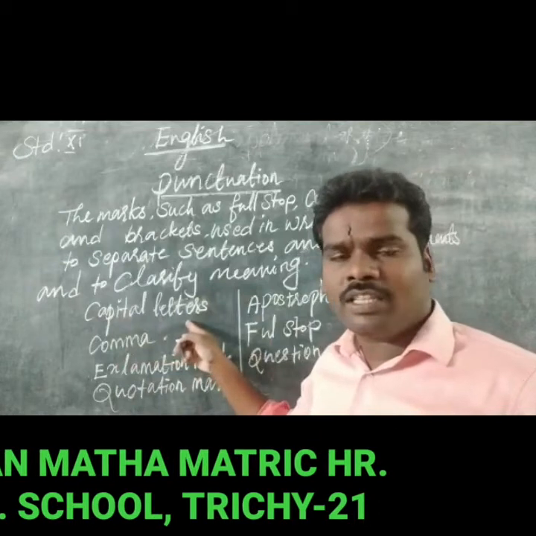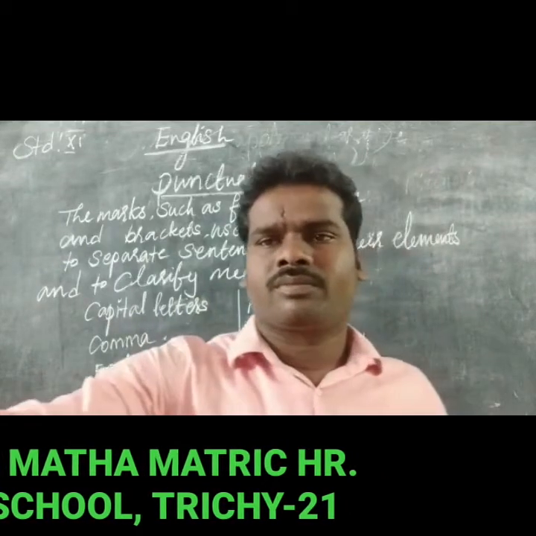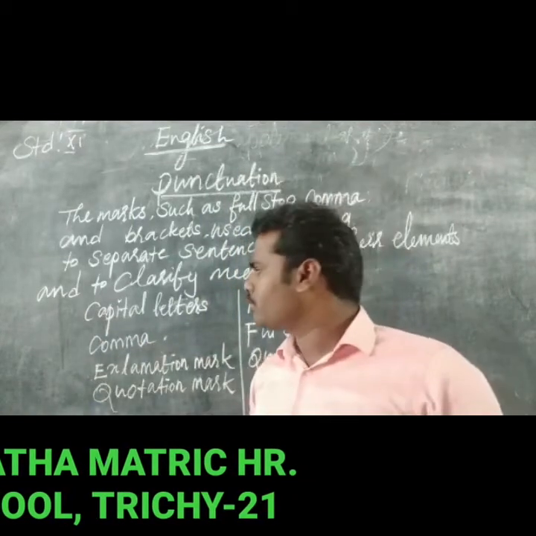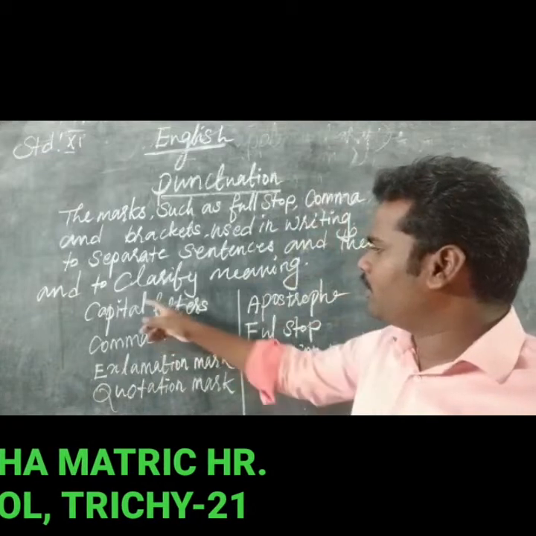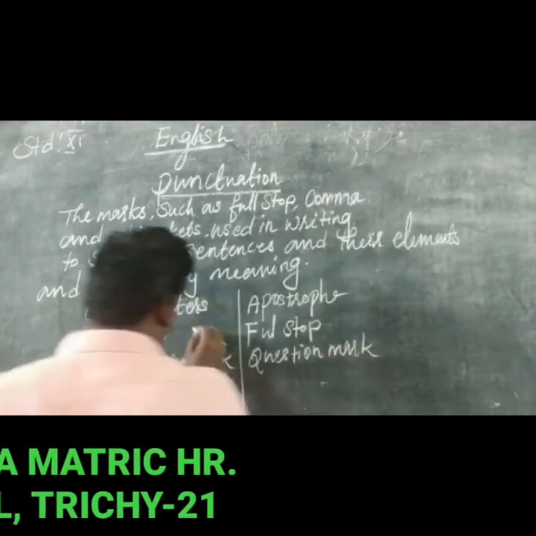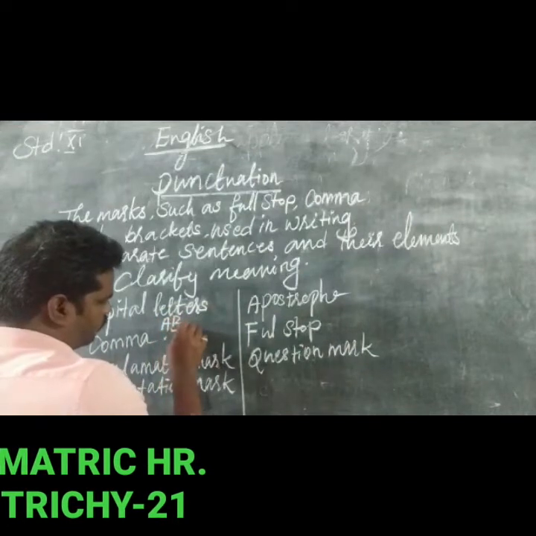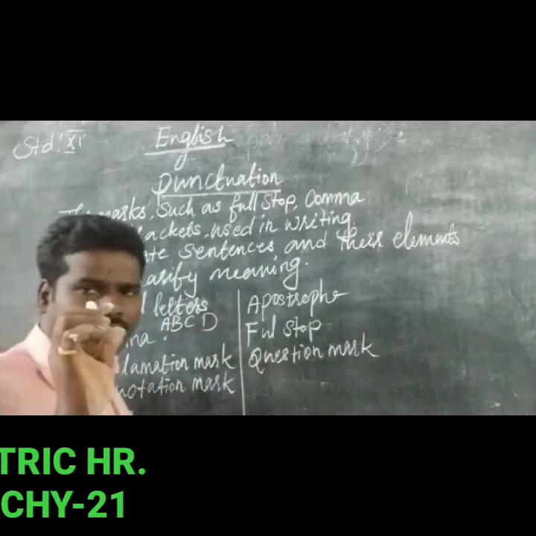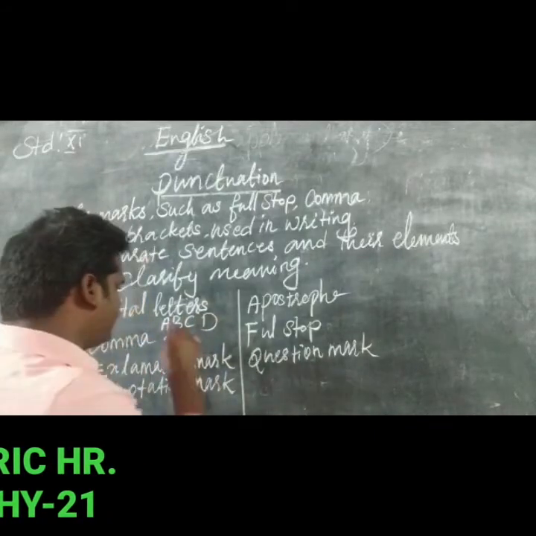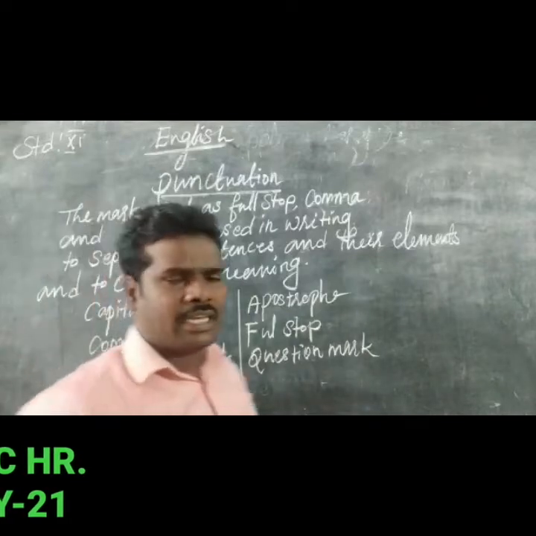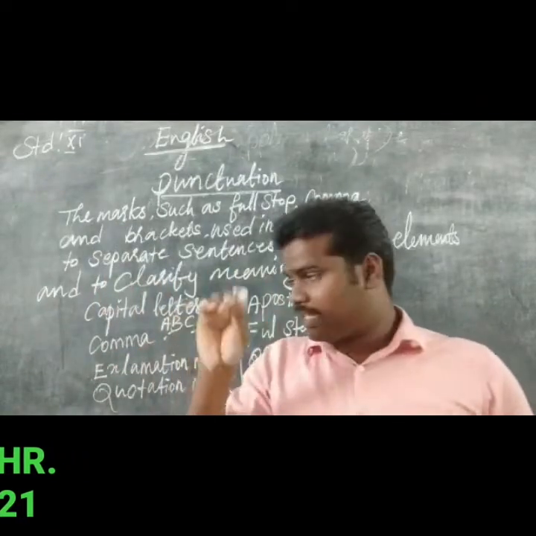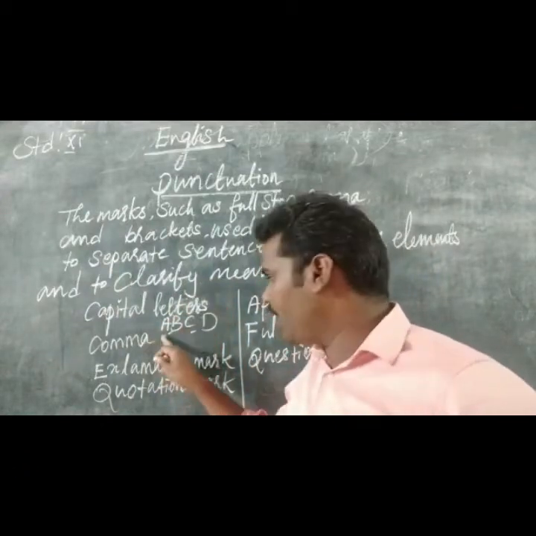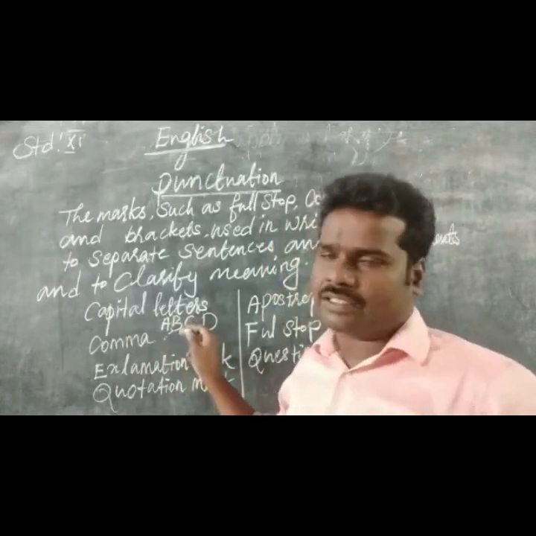Capital letters. So what are capital letters? A, B, C, D. At the beginning of the sentence, we have to use a capital letter. For example, Sheila is a clever girl. Not a small letter, yes, capital. A, B, C, D. So capital letters are the first punctuation.